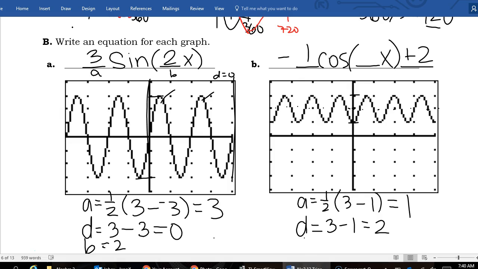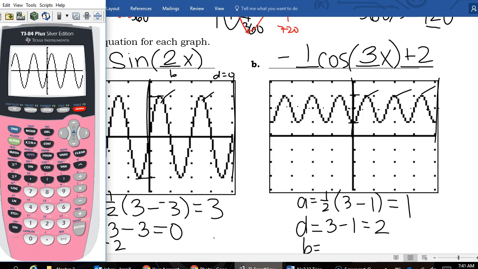And finally is the period. Again, we're just going to count how many bumps in 360. 1, 2, 3. My b is 3. Let's try graphing that to make sure it looks okay. So this is negative. I'm going to leave off the 1 because I don't really need it. Cosine 3x plus 2. And that looks beautiful.